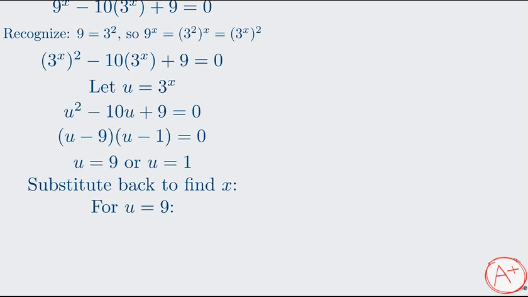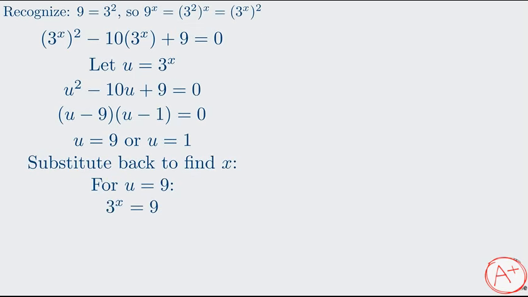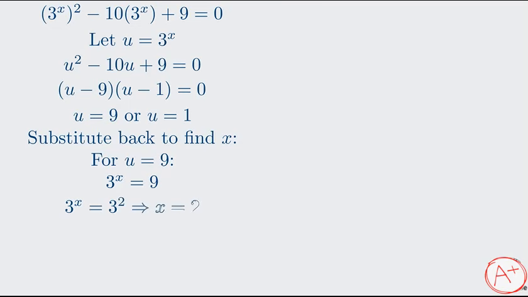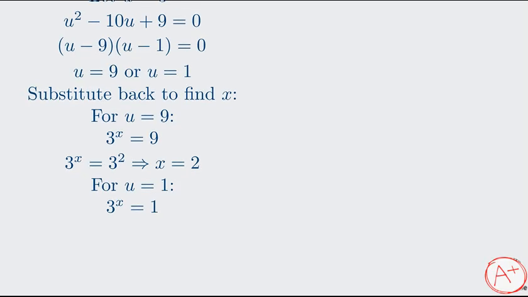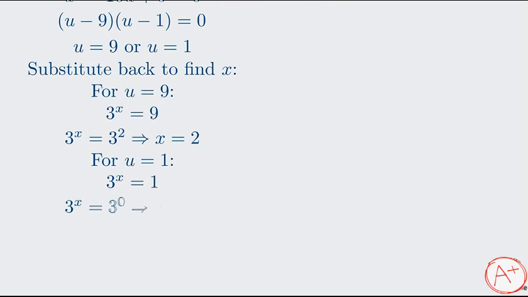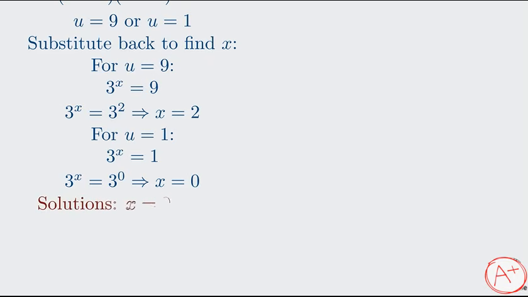For u equals 9, 3 to the power of x equals 9. Since 9 is 3 squared, x must be 2. For u equals 1, 3 to the power of x equals 1. Any non-zero number to the power of 0 is 1, so x must be 0. The exact solutions are x equals 0 and x equals 2.